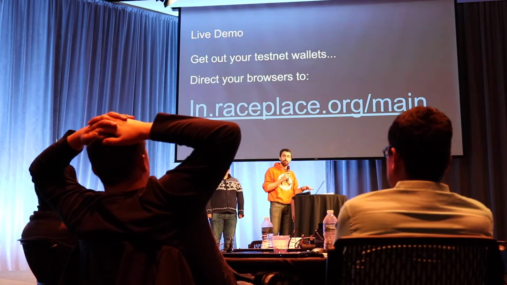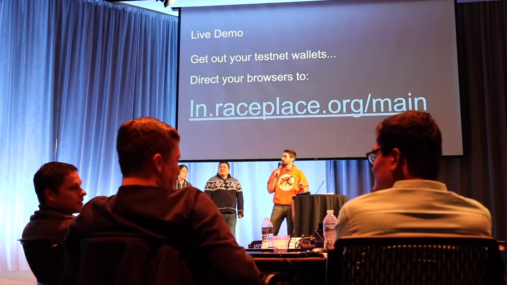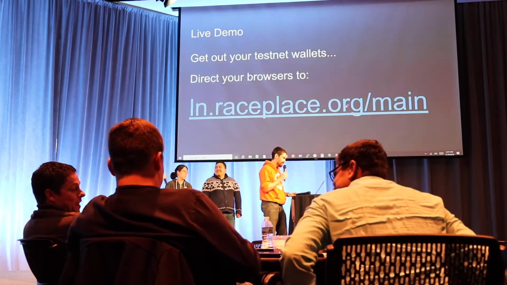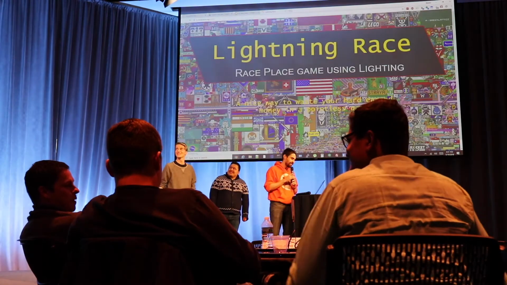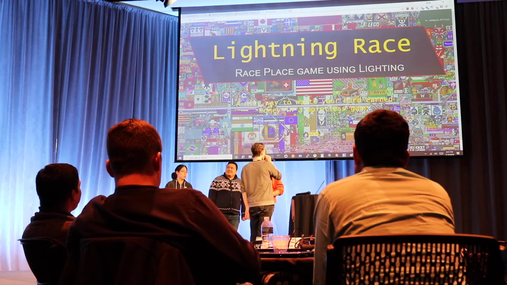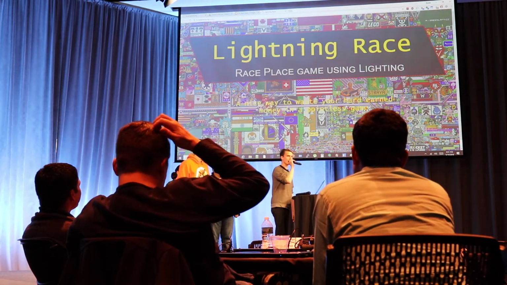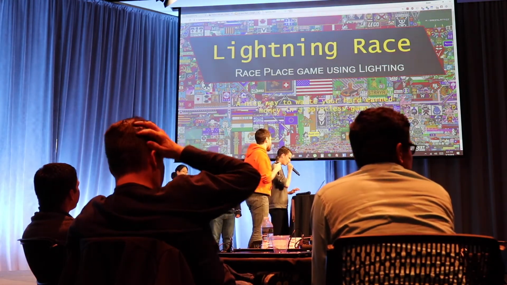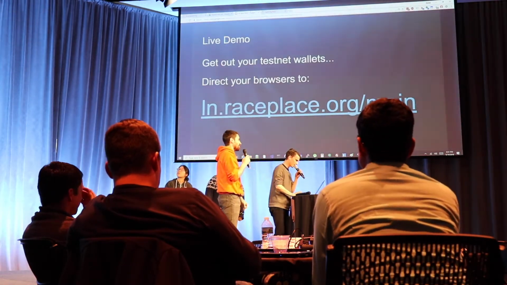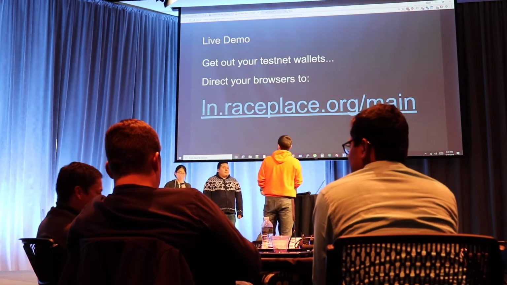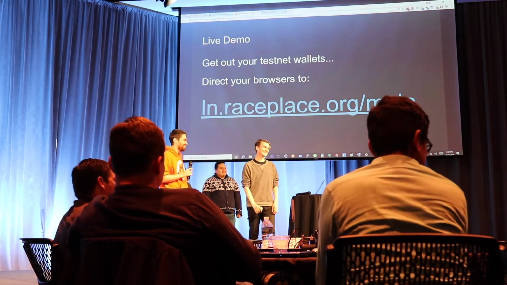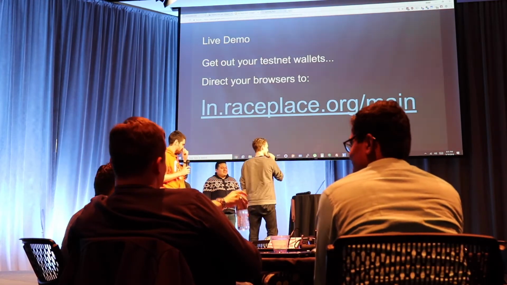So we got a little domain name. Hop open those laptops. Raceplace.org. Who's got a Lightning wallet? Let's get in on it right now. We made this today in about 8 or 9 hours, a team of 5 people. The URL is ln.raceplace.org, and /main if you want a fun splash page. Come on, guys, I see those closed laptops.